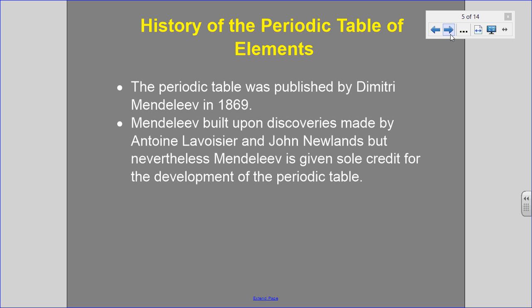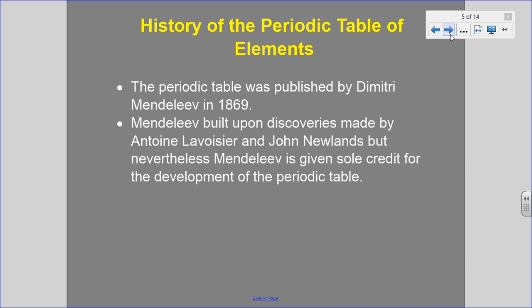First, let's look at a little history of the periodic table of elements. The periodic table was first published by Dmitri Mendeleev in 1869. Now, although there were other scientists before him that made very valuable discoveries towards this periodic table, he is the one that is given the sole credit for the development of it.